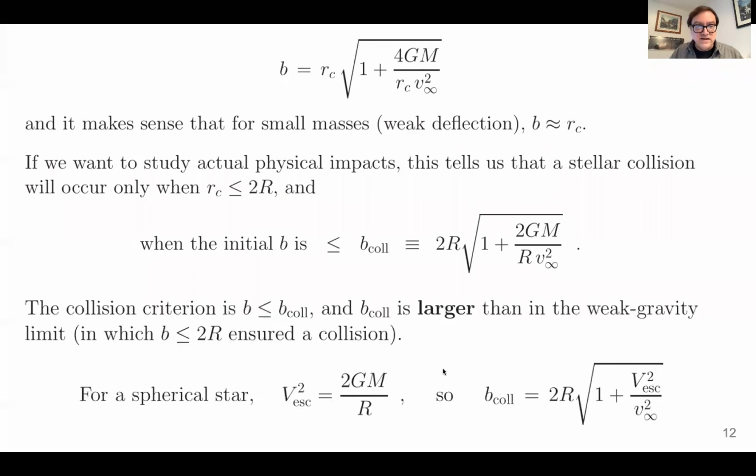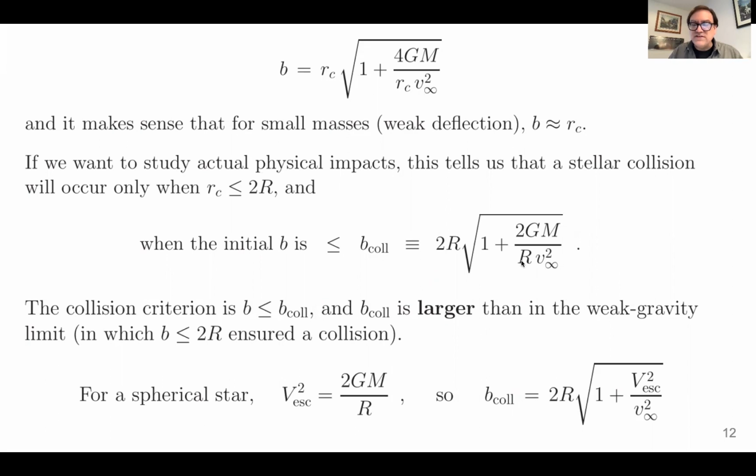All right. So the collision criterion is, if the B you choose is less than this thing that you can calculate, it'll collide. And we also know that this B collision is larger than the weak gravity limit, right? That would be just 2r, which we said, if there was no deflection, the critical impact parameter is just equal to 2r, which ensures an impact. So that's a useful way of thinking about it.